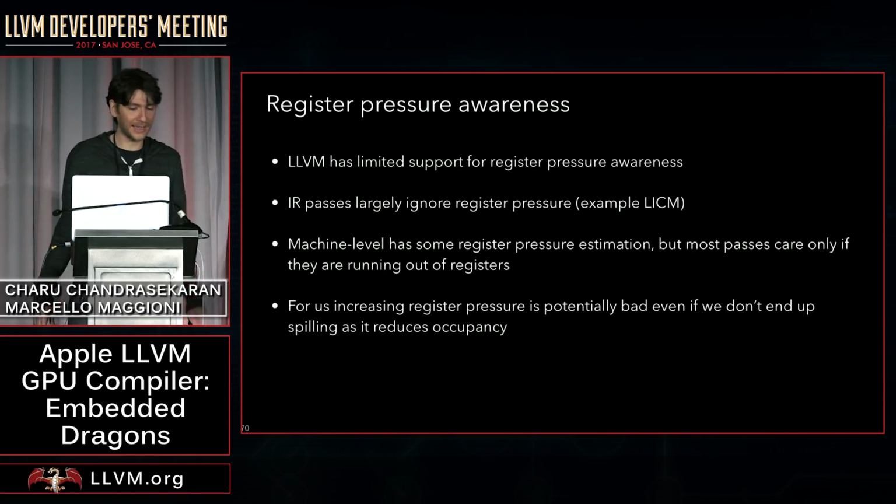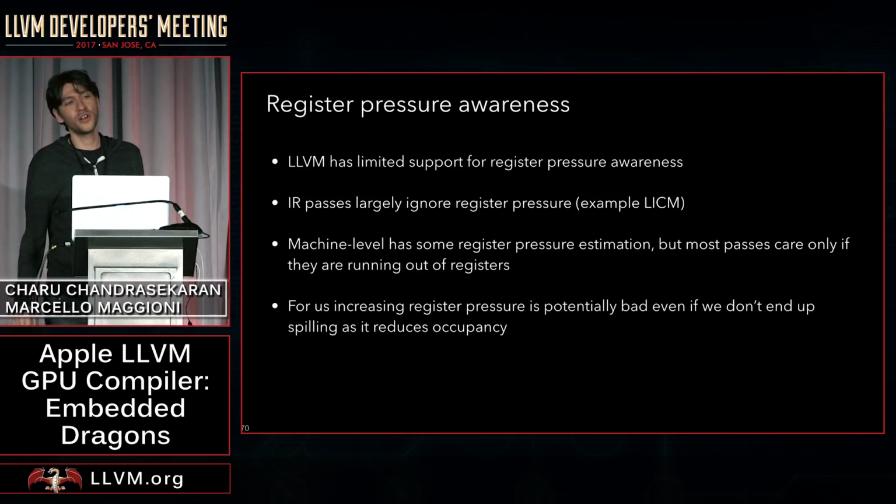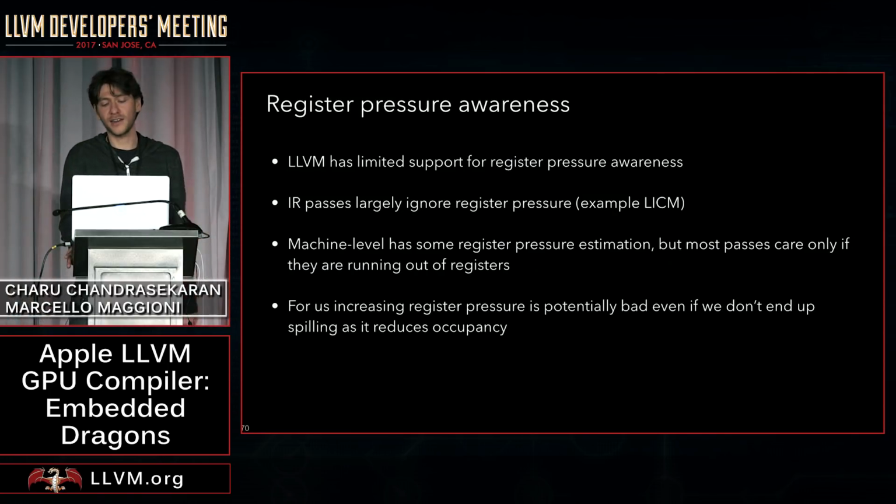The last issue I want to bring up is register pressure awareness, which for us is important. LLVM has limited support for it. IR tends to ignore it, and the machine level has some register pressure estimation, but most passes only care if they run out of registers. For us it's also important if we don't run out of registers but increase the register pressure, because of occupancy. So this is still an open problem for us, and we are tackling it right now.